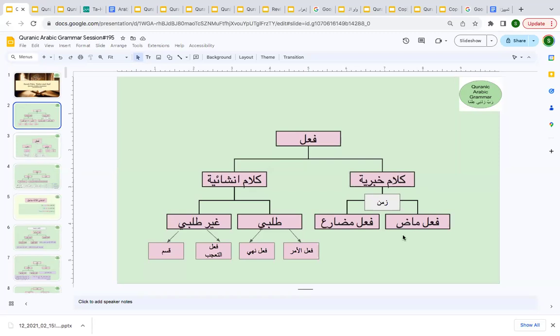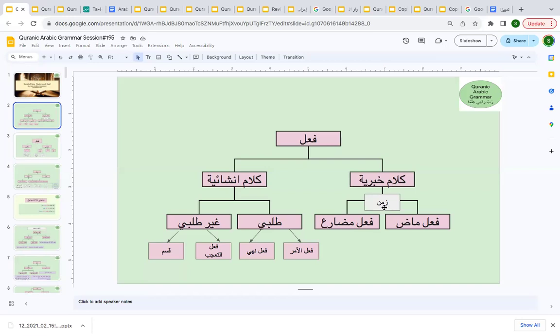Your fail can be fail madin and fail mudari. If I say nasara, he helped. Yansuru, he helps. Is it giving you information, or is it making you think more about anything? It's just simple plain informative statements. There are two informative statements that are going to fall under the category of kalam khabariya, and you are subdividing it into two types based on zaman. And zaman, everyone knows what is zaman? What is zaman?